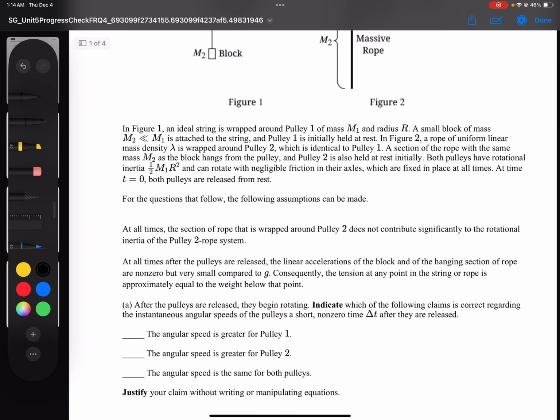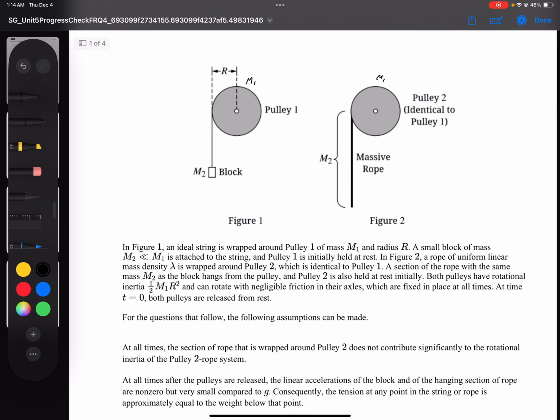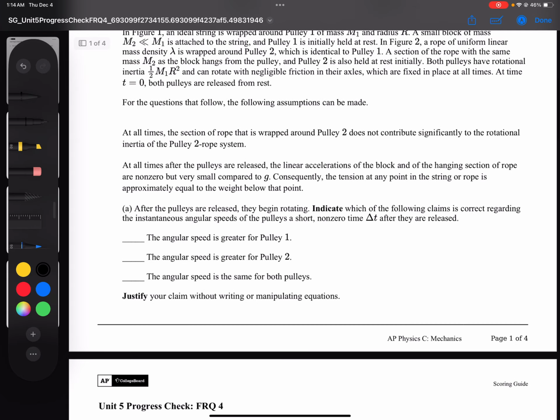But this is why it's so important to read the problem. We're assuming that that moment of inertia is insignificant, right? So the pulley is so much more massive than the rope that you can just ignore the rope. All right, so that does make the answer more clear, right? You'll see why. It has to do with the first question.